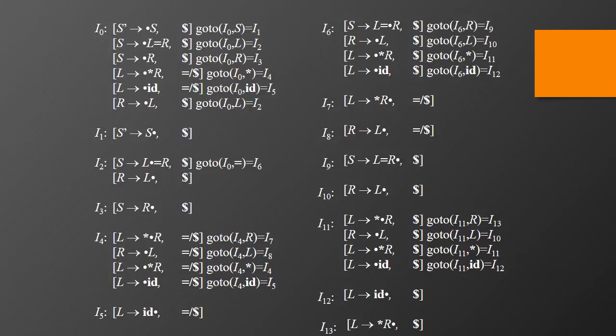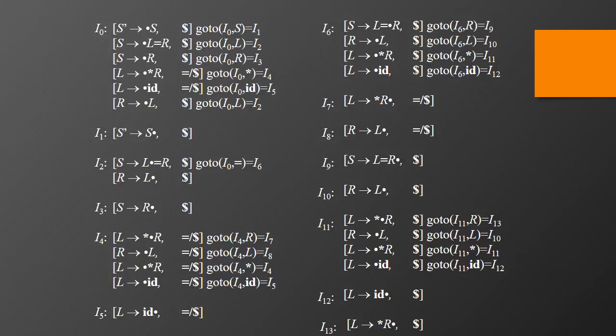I6 will contain S gives L equal to dot R comma dollar, R gives dot L comma dollar, L gives dot star R comma dollar, L gives dot ID comma dollar. So I6 of R will become I9. I6 of L will become I10. I6 of star will become I11, and I6 of ID will similarly become I12.